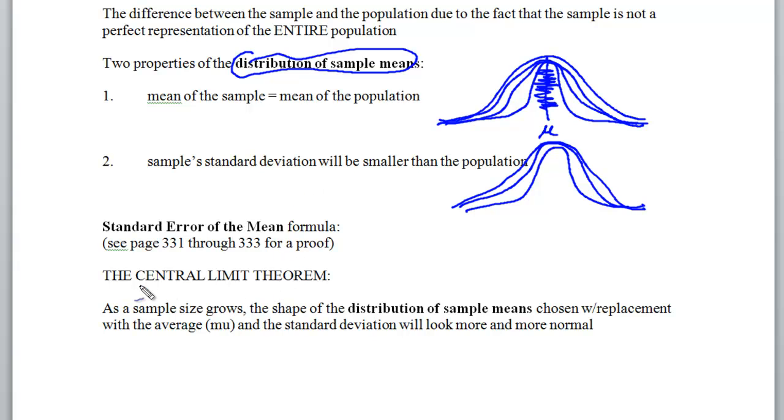And this is why we're going to bring up the central limit theorem. Looks like I crossed that out, but I was trying to underline it. The central limit theorem, I did it again.